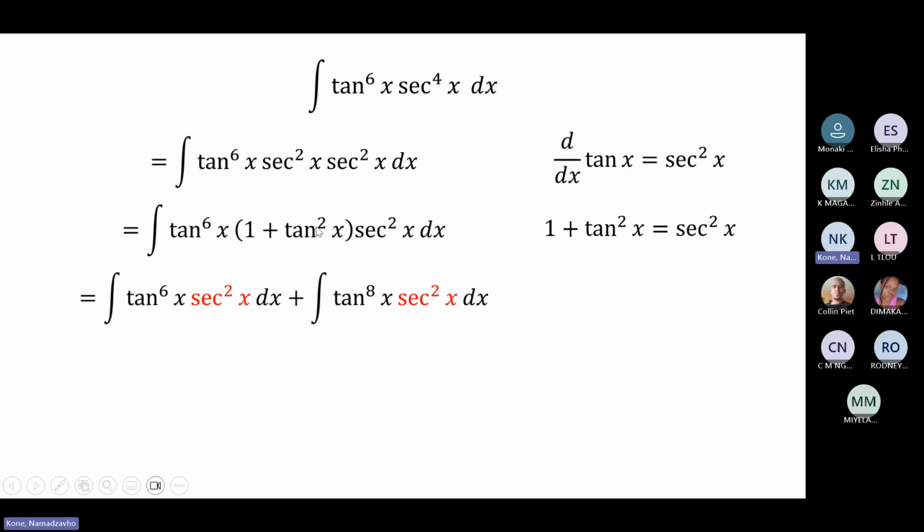Now, when we multiply this tan squared x and this tan to the power of 6x, we get tan to the power of 8x, and the derivative is preserved. There it is in red. From there, normal general rule. You add 1 to the power 6, you get 7, divided by the result. 1 to 8, you get 9, divided by the result, plus c, and you're done.